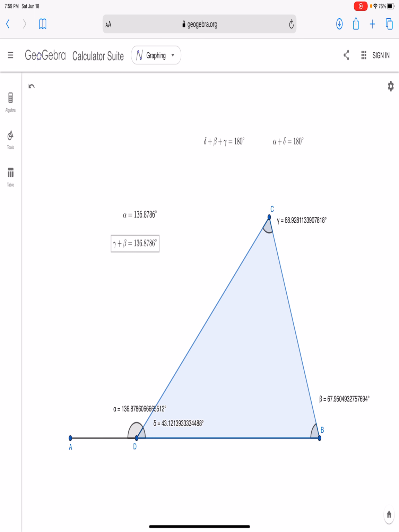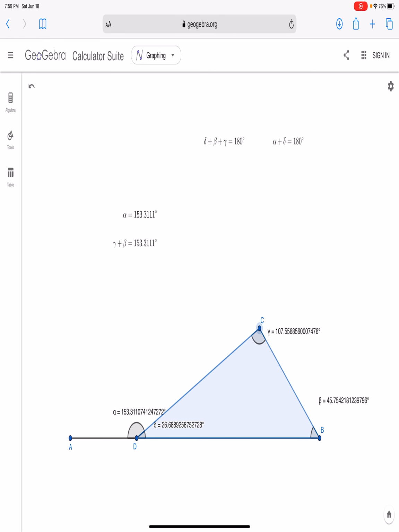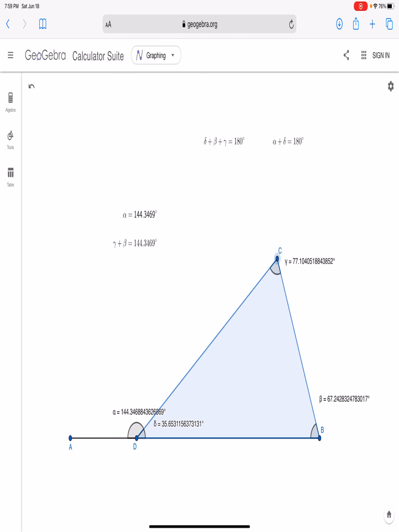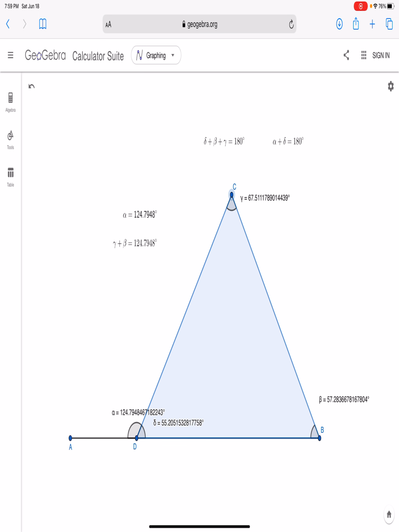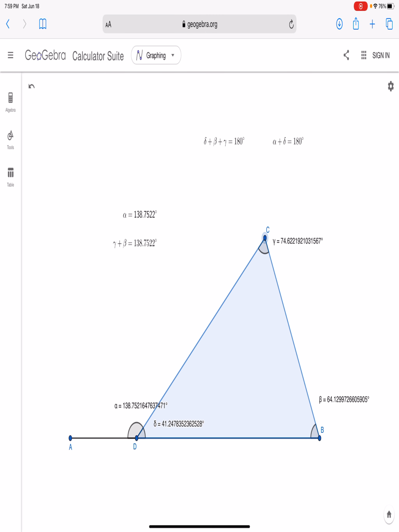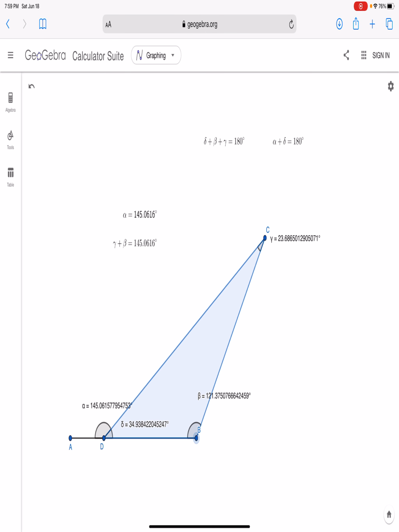And you can see that this exterior angle relationship holds no matter what the triangle looks like. So we can manipulate the triangle, and you can see that this relationship stays exactly the same. This exterior angle alpha is always going to be equal to the sum of these other two angles of the triangle, no matter what the triangle looks like.